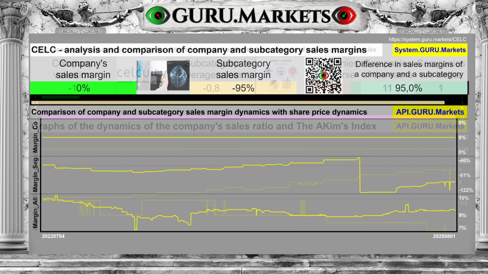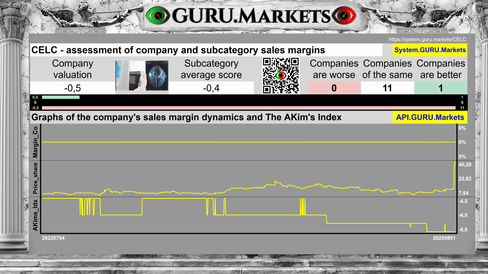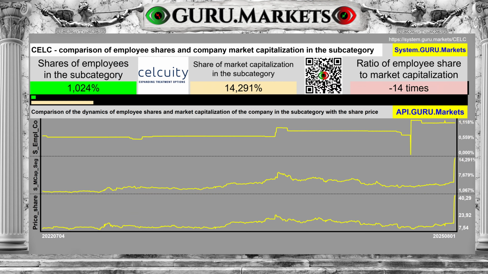The marginality is 0%, with the average in the subcategory being minus 95%. Profitability assessment in comparison with the indicators of companies in the subcategory: tolerable, minus 0.5 points. The company's share by number of employees in the subcategory is 1.024%, which is 1.296% less than the market capitalization share.